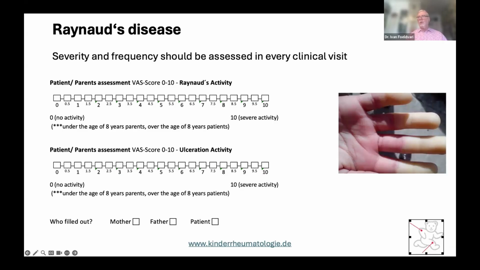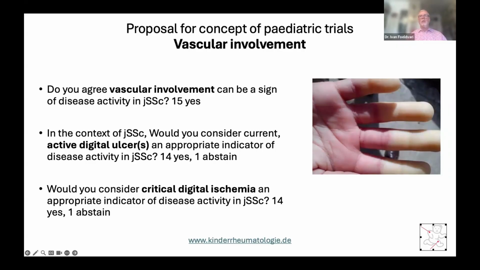And for Raynaud's, which you all know, here you see a child with discolored fingers. We assess the frequency at every clinical visit. Under the age of 8, we always ask the parents to assess it, where 0 is no activity and 10 is very severe activity. And we ask about ulceration activity, if you have open wounds on the fingertips, which is a clear sign of activity. It is very easy for the patient to assess, and several publications showed that it really responds during follow-up in the inception cohort.